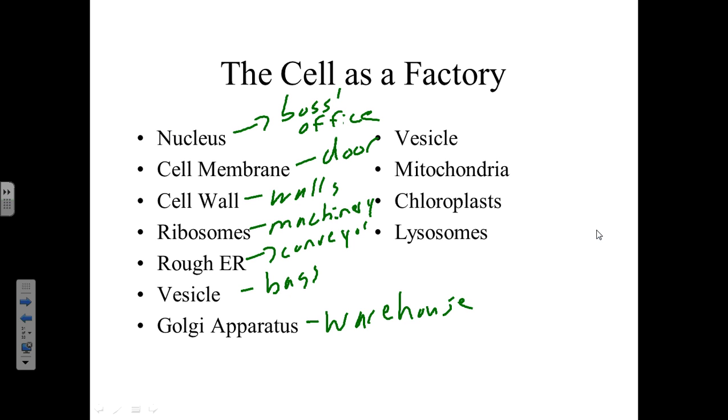When it's time to go, the proteins leave the Golgi apparatus in a little vesicle, a little baggie, box, and eventually they end up where? Out of the cell, right? They go through the cell membrane and they go out. And what was the word for that? Secretion, or exocytosis, out of the cell.